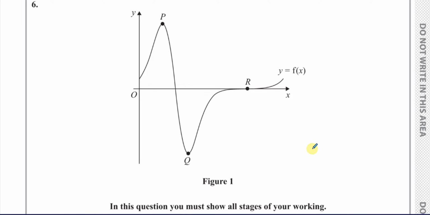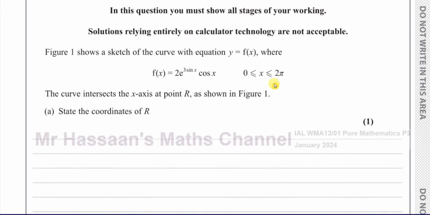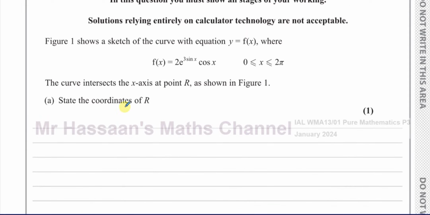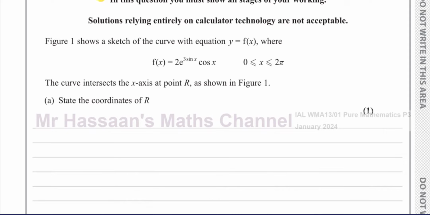So this curve actually intersects the x-axis at 2 points. There's a point here and there's a point R. So that's something we need to keep in mind. First of all, R is on the x-axis. Now what we know is on the x-axis, y is equal to 0. So if you want to find where something crosses the x-axis, you must replace the y with 0.